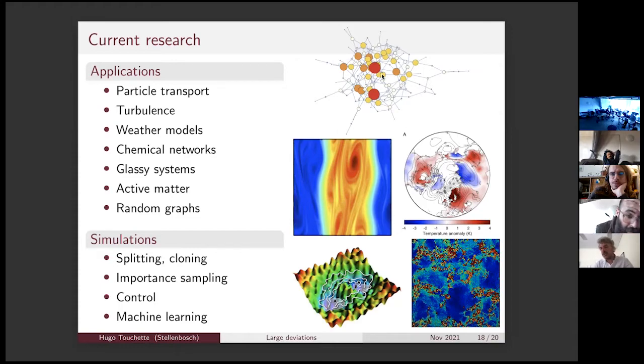As you can imagine, if you're dealing with exponentially small probabilities, you're not going to use direct Monte Carlo simulations because you will never see the kind of fluctuations that you want to study. These are very unlikely. So you need fancier methods like importance sampling to bias distributions towards rare events. Many techniques have been developed to do this, splitting, cloning, and now there's lots of work on using machine learning to do this.